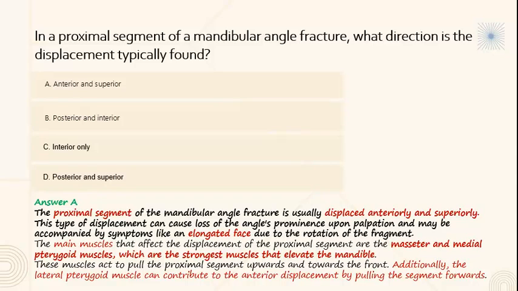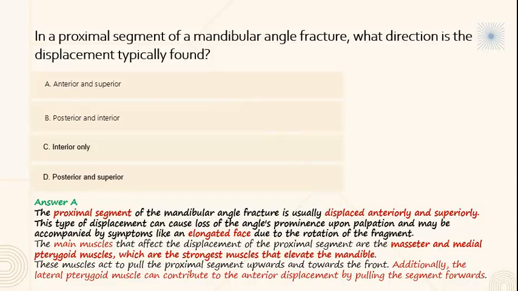In a proximal segment of a mandibular angle fracture, what direction is the displacement typically found? Answer A. The proximal segment of the mandibular angle fracture is usually displaced anteriorly and superiorly. This type of displacement can cause loss of the angle's prominence upon palpation and may be accompanied by symptoms like an elongated face due to the rotation of the fragment.